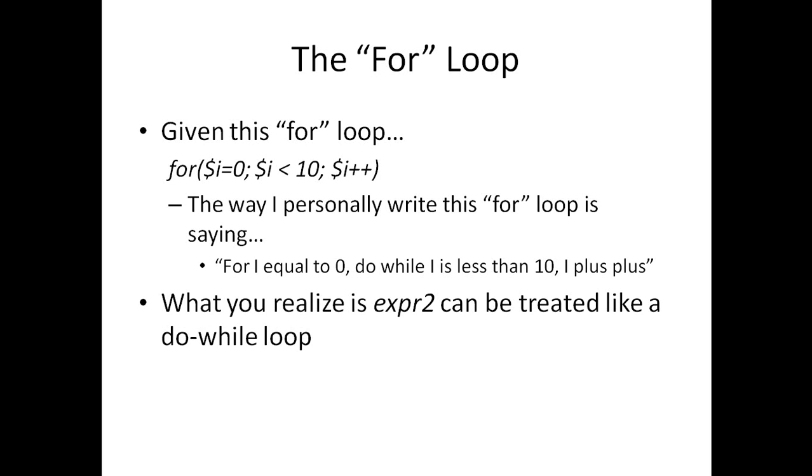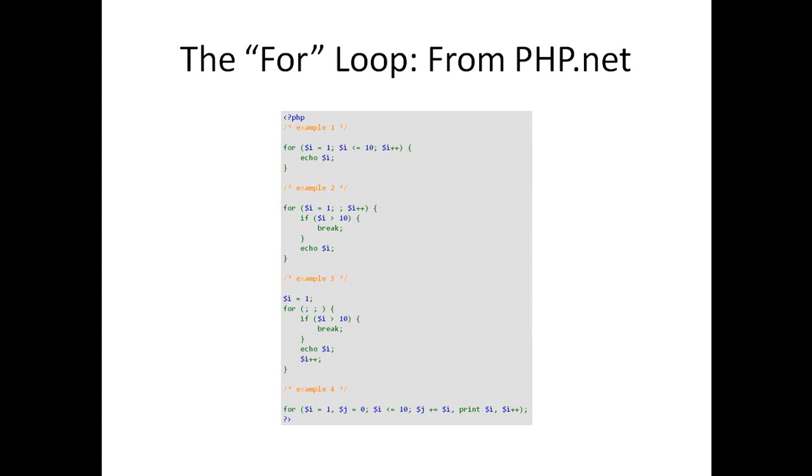So given this for loop, the way I personally write it is, for $i equal to 0, do while $i is less than 10, $i++, or iterate $i. Okay, $i equals $i plus 1, same kind of thing. What you realize is expression 2 can be treated like a do while loop. Okay, again, for $i equals 0, do while $i is less than 10, $i++. Okay, the middle part, expression 2, can be treated like a do while loop.